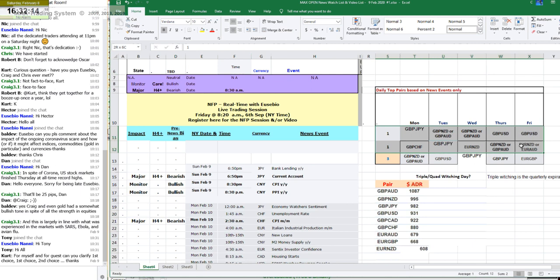Eusebio, do you want to explain that bit? Yes, indeed. So the first show, there are two lines with the first show. There are the pairs which we have absolutely to monitor and to trade if we have a valid setup on this pair. If you want to follow other pairs, then you have the third line, which is the second choice, as an alternative.